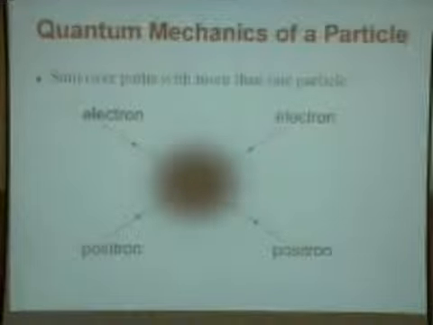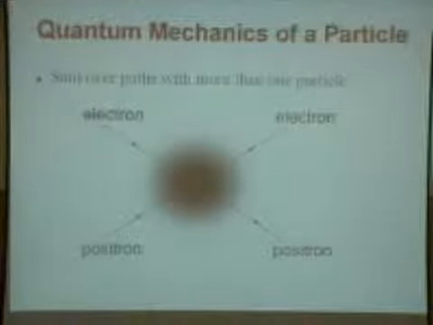So now we want to sum over paths with more than one particle. Say an electron and positron start out with some velocities. What's the probability of them, at some later time, having some different velocities or being at some different position? So we proceed as before.